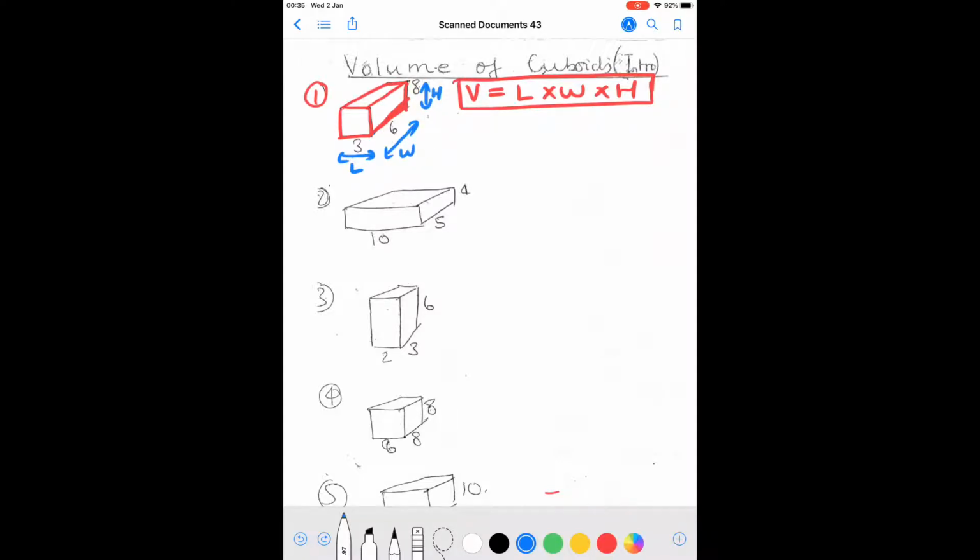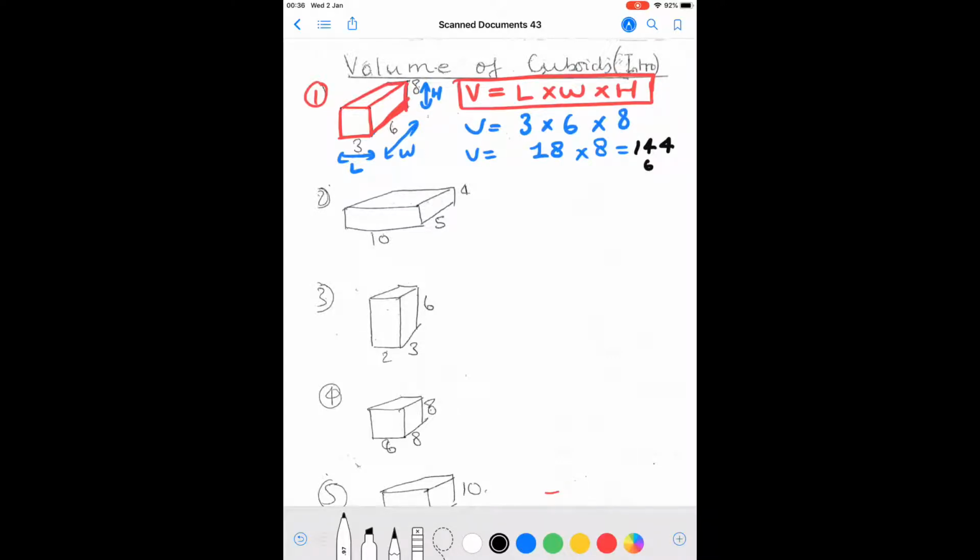So under the length, we put down the length, which is 3. Under the width, we put the width, which is 6. And under the height, we put the height, which is 8. So 3 times 6 will give you 18. And then we have 18 times 8. So 8 times 8 will give you 64, and 1 times 8 will give you 8. 8 add 6 will give you 14.